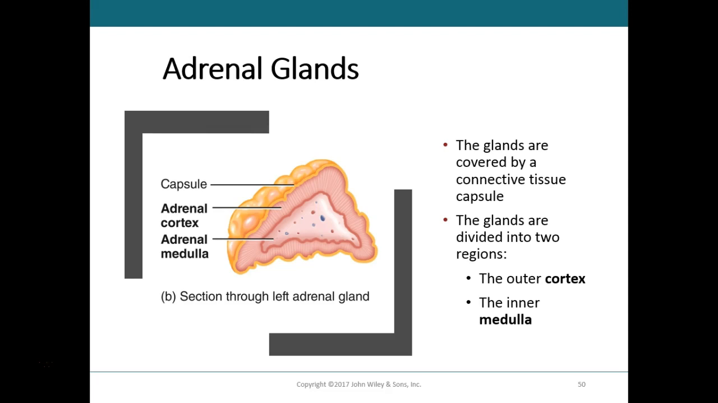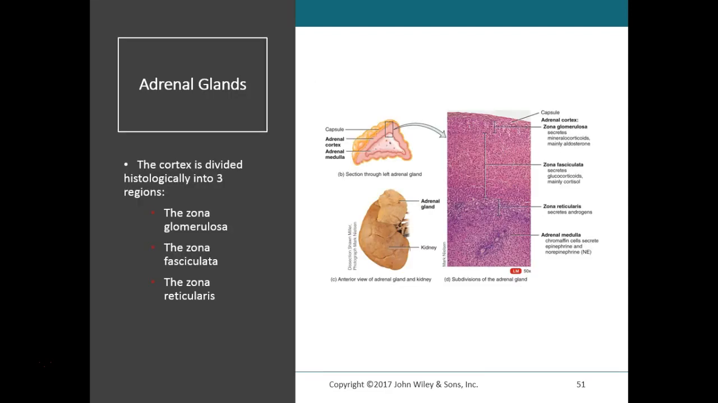They're different. So there's a large peripheral area called the adrenal cortex that you can see here, and then the adrenal medulla is in the middle. In addition to this, there's a connective tissue capsule that covers the entire gland, and the adrenal glands are very highly vascularized.